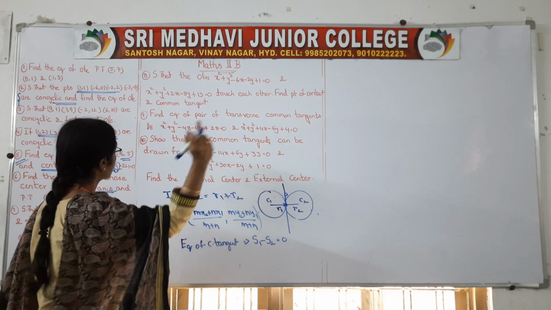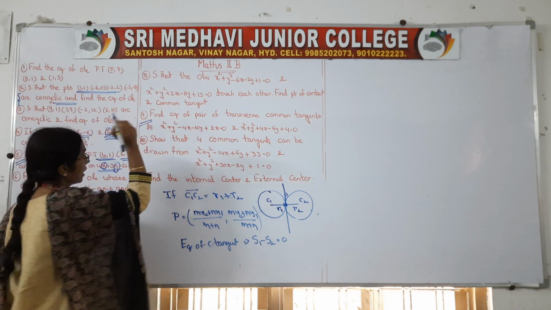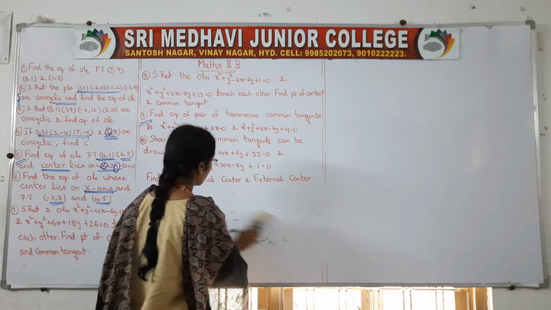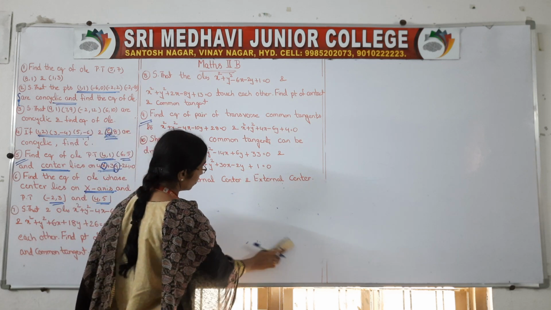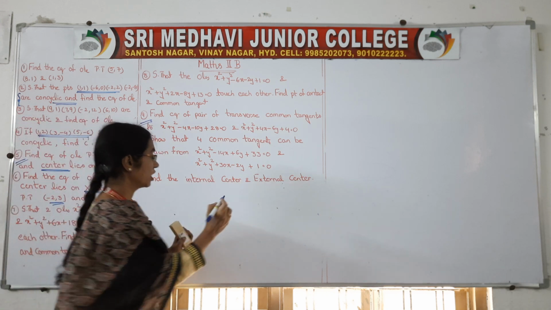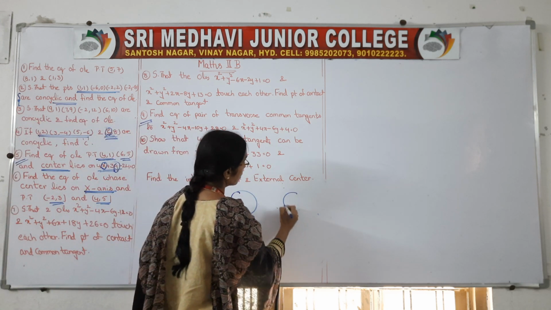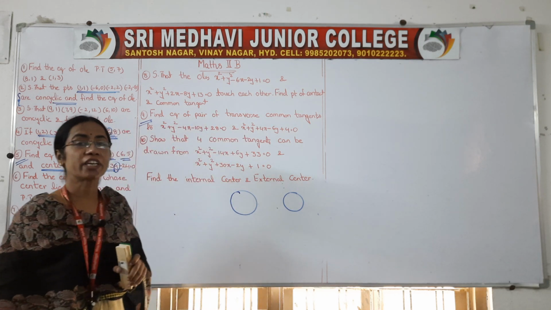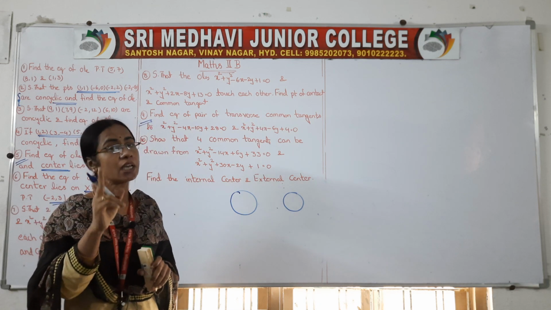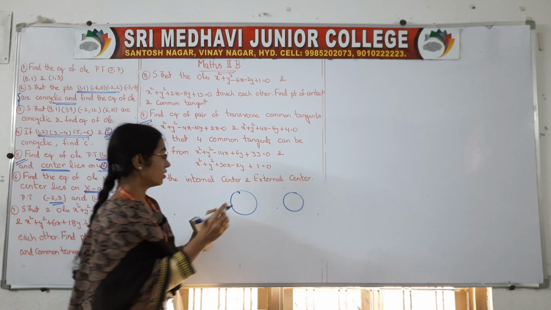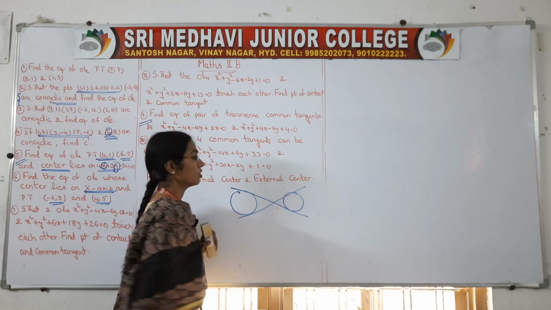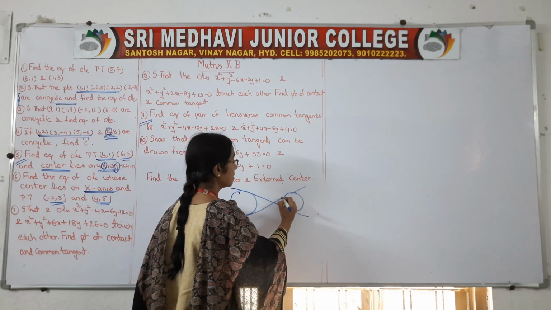Okay, so next come to the ninth question. What is the ninth question? Find the equation of the pair of transverse common tangents. When two circles do not touch each other, we get two pairs of common tangents: one pair of direct common tangents and one pair of transverse common tangents. These are called the transverse common tangents.